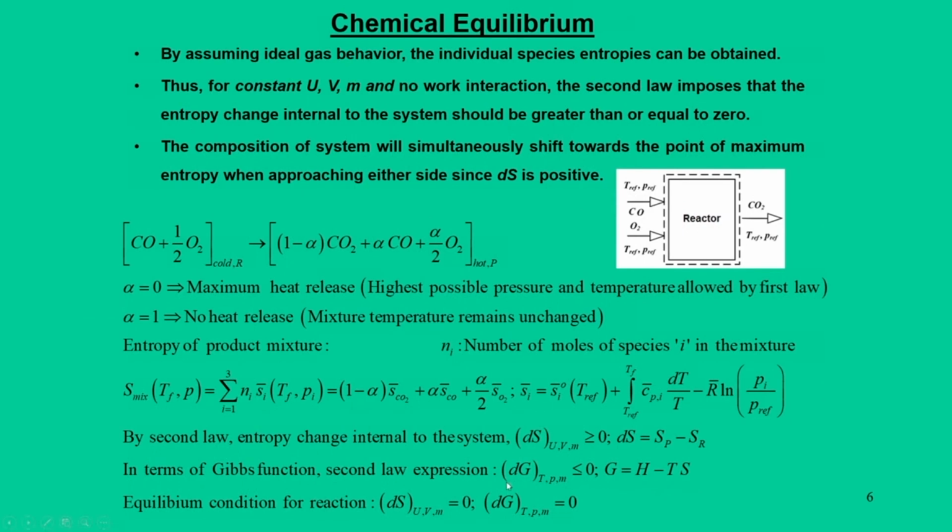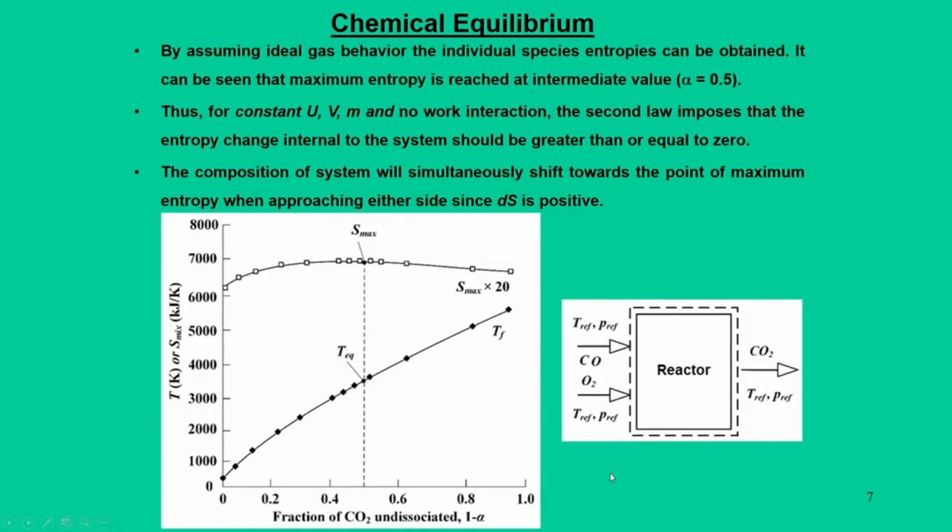Why do I say this? Because when I say Gibbs function, it is measured with respect to temperature and pressure. When I say internal energy, it is measured with respect to volume and mass. Now, these two conditions impose that at equilibrium, the change in both parameters should be 0. So, this is the condition for chemical equilibrium, where for a chemical reaction the change in the entropy internal to the system should be 0, and the change in the Gibbs function should also be equal to 0.